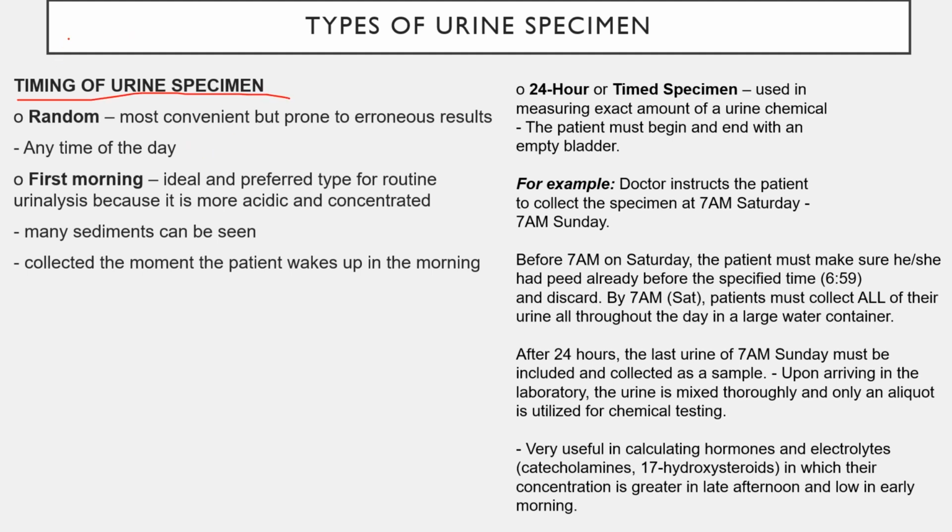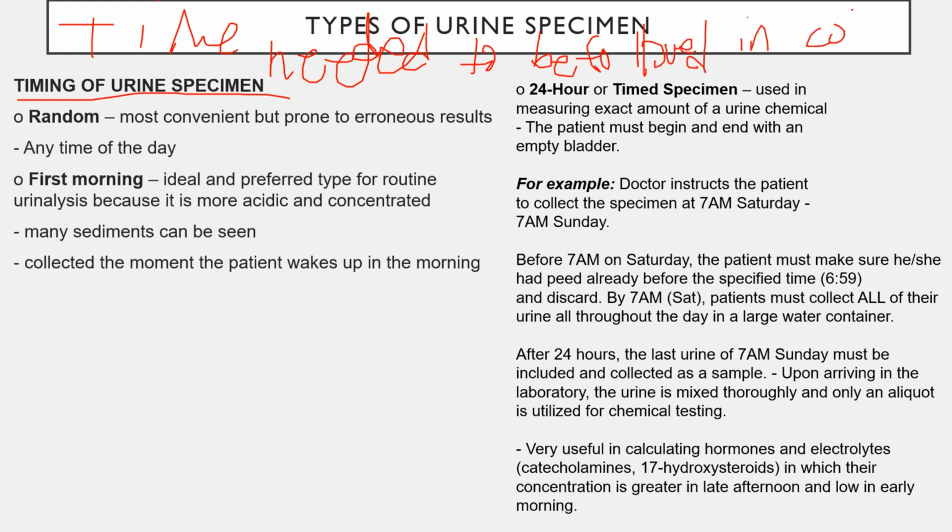So when you say timing of the urine specimen, class, this is related to a certain amount of time needed to be followed in collecting a urine sample. So there is a time needed to be followed, or a protocol regarding time of collection of urine.